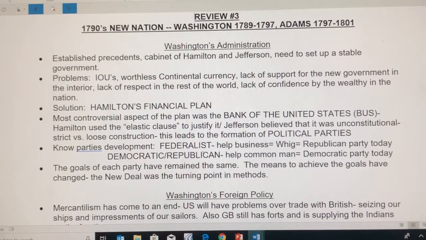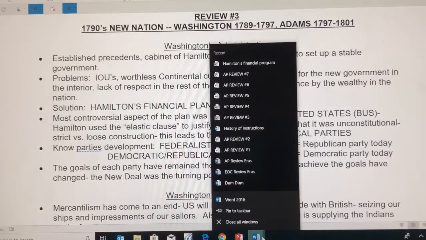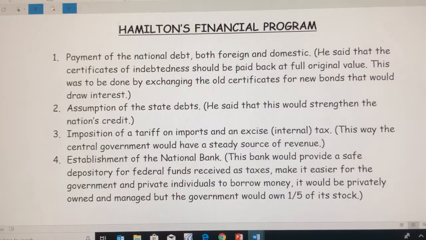And so Alexander Hamilton is going to develop a plan to be able to pay off our debt, to be able to establish a sound currency, to get support from the wealthy. And we're going to see there's a lack of respect from the world because we have not paid back our debt, and confidence. And so Alexander Hamilton is going to create his financial plan. His financial program really resolves in paying off our debt, tying the wealthy to our nation, and creating a stable economy.